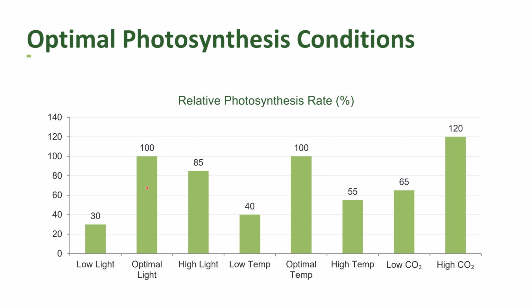The three main factors are light intensity, temperature, and carbon dioxide concentration. So first is light intensity. With low light, the plants only perform at 30%, which is why crops fail in deep shade. At optimum light, the plant hits its 100% peak. With high light, if it's too bright or hot, the rate drops to 85% because the plant starts to lose too much water.